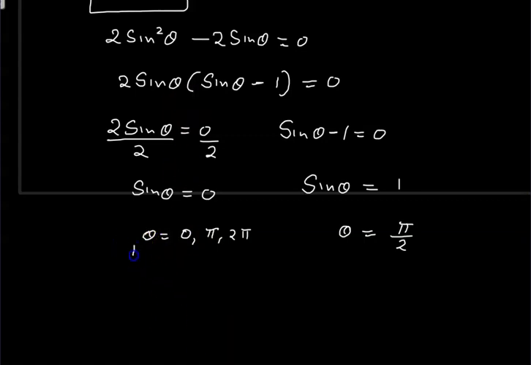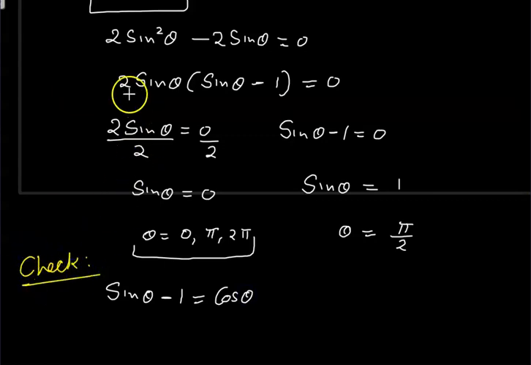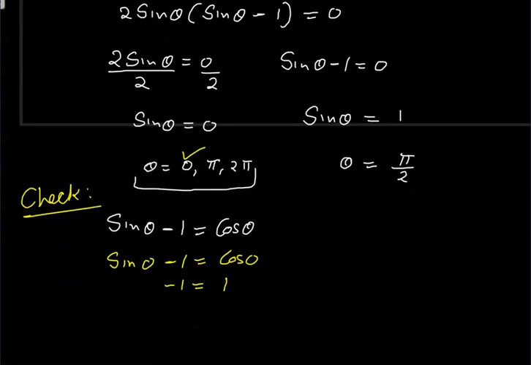For that, we plug in these solutions into the original equation one by one. So we had the original equation as sine theta minus 1 equals cos theta. This is the check we are going to apply here. Now plug in 0. We are going to check the first solution. Sine 0 minus 1 equals cos 0. Sine 0 is 0, minus 1, equals cos 0 which is 1. So negative 1 is not equal to 1. So we are not going to use this solution.